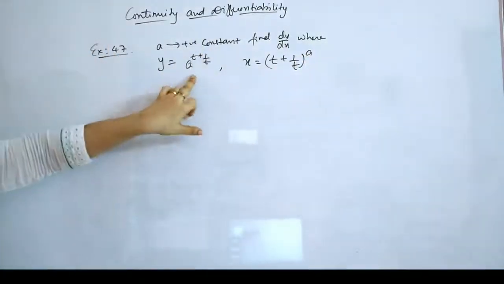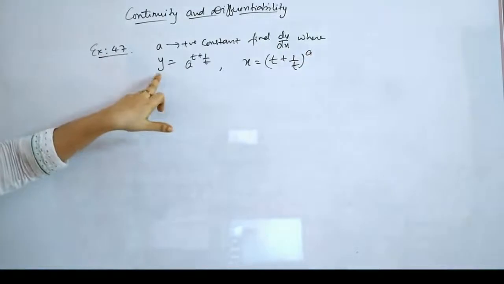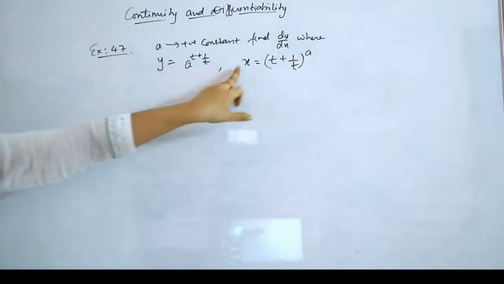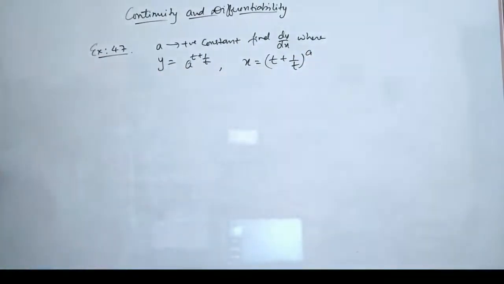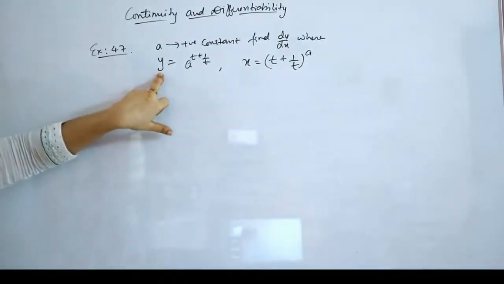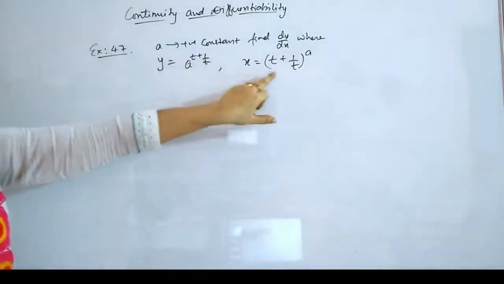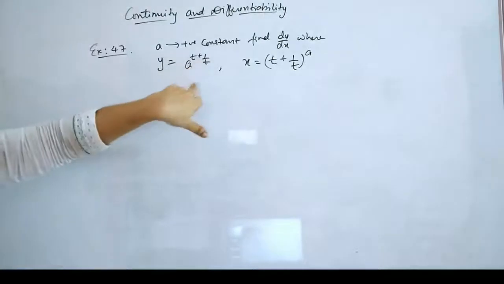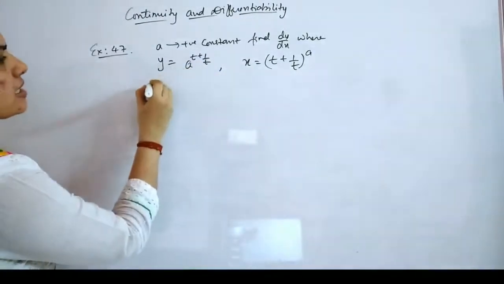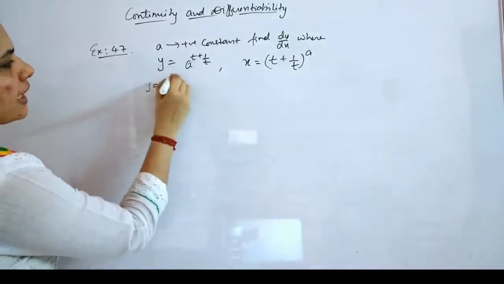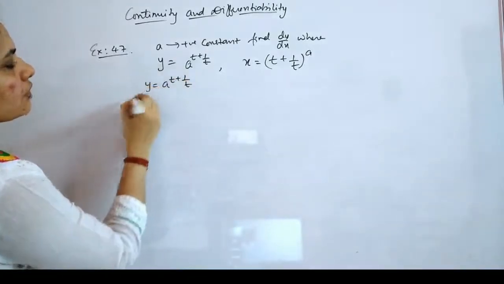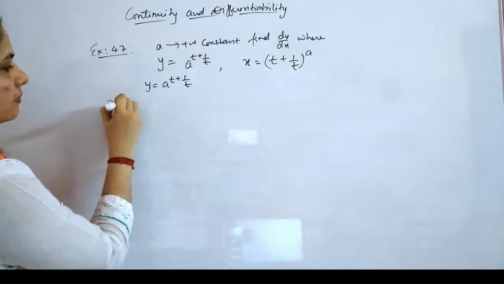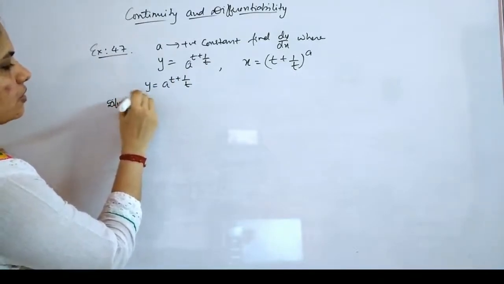So you have to treat a as a constant, and since y is a function of t and x is a function of t, it is of parametric form. That means you cannot directly get dy by dx. First you have to differentiate y with respect to t, x with respect to t, and then you have to find out dy by dx by dividing this one's derivative by the second one's derivative. Okay. So y is equal to a raised to t plus 1 by t. You have to differentiate with respect to t.